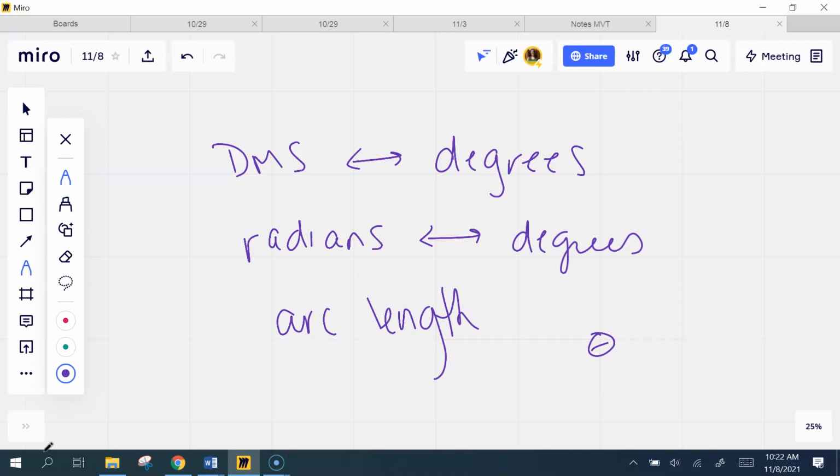How many degrees are in a circle? How many radians are in a circle? 2 pi, that's exactly right. How many radians are in 180 degrees? 1 pi, that's exactly right. See, y'all got this. Had y'all heard radians before?